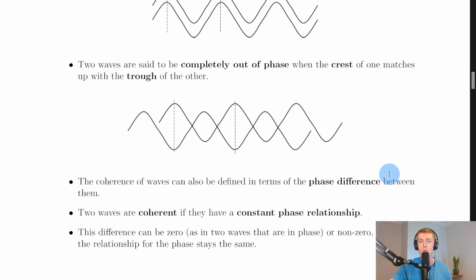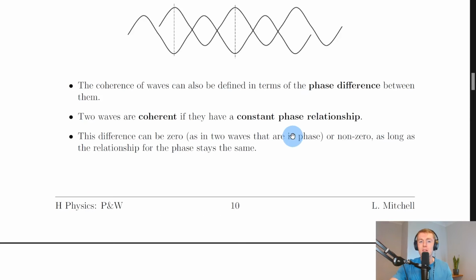So we can say that two waves are completely in phase when the crest meets crest or trough meets trough, but we have that two waves are completely out of phase when the crest of one meets the trough of the other. It then goes on to say the coherence of waves can also be defined in terms of the phase difference between them. So this is talking about the difference in how in tune they are. So it says two waves are coherent if they have a constant phase relationship.